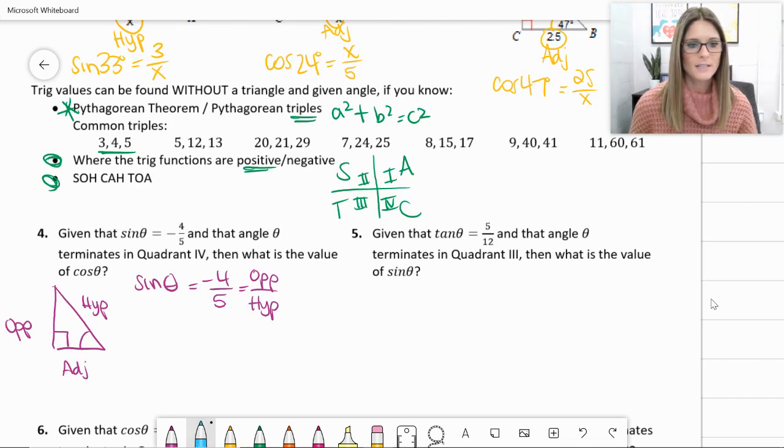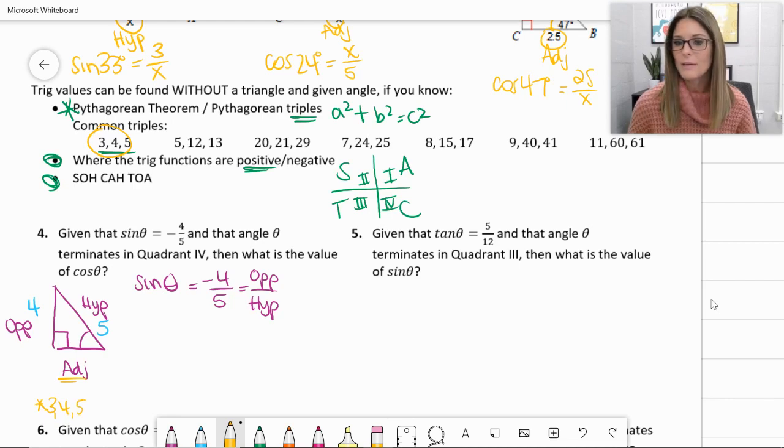My opposite is a 4. Don't worry about the negative at this time. And my hypotenuse is a 5. I need to fill it in with my missing adjacent side. So I'm thinking back to my Pythagorean triples, that 3, 4, 5. You could also do Pythagorean theorem and solve and see that we are missing the adjacent side of 3.